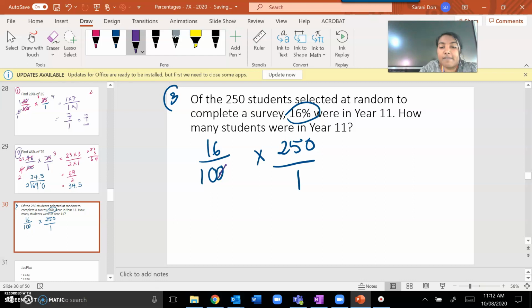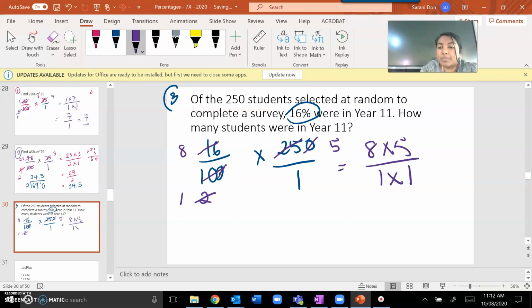I'm going to simplify. I get rid of the zeros first. It's just easier for me. Then 10 and 25, I'm going to divide it by 5. This becomes 2. This becomes 5. 16 and 2, I can divide it by 2. 8 and 1. Can't do anything else, so I've got 8 times 5 at the top and 1 times 1 at the bottom, which is 40 over 1, which is 40. So that means only 40 year 11 students completed that survey. Please remember, it is not a percentage, it is an amount.